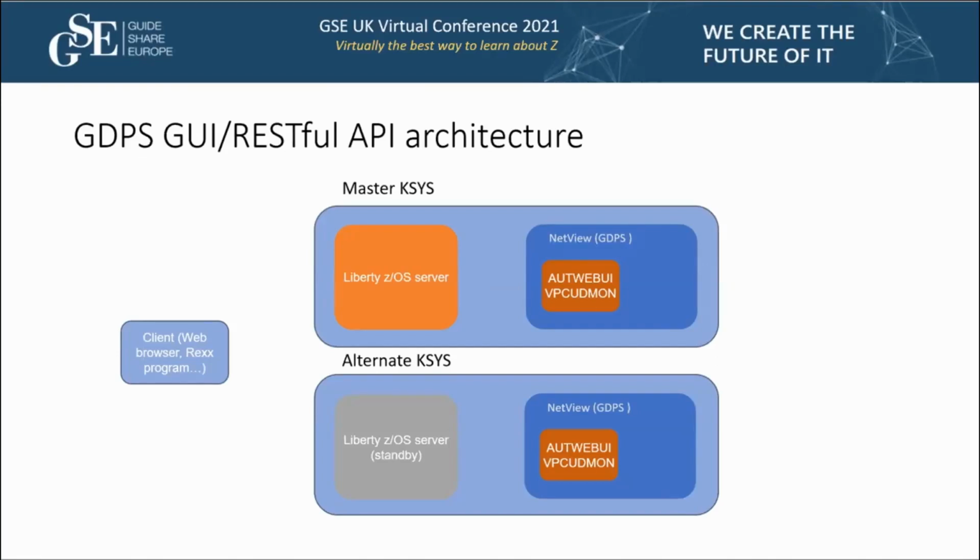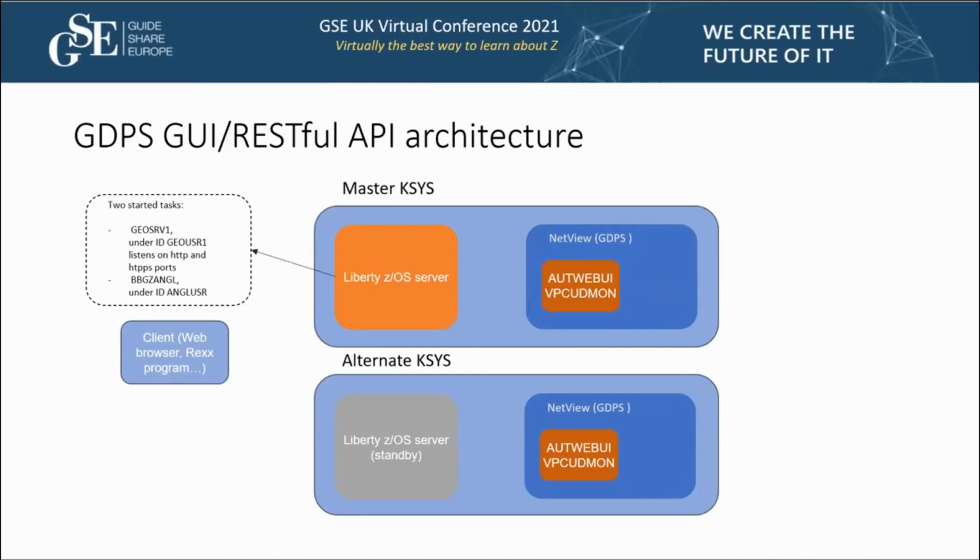So all the GDPS core is inside NetView, and the GDPS GUI and REST API is composed of several additional components on top of the classic GDPS implementation. The GDPS GUI application server relies on Liberty z/OS. On each GDPS controlling system, there needs to be a Liberty server to support the GUI and the REST API. This component is composed of 2 started tasks.